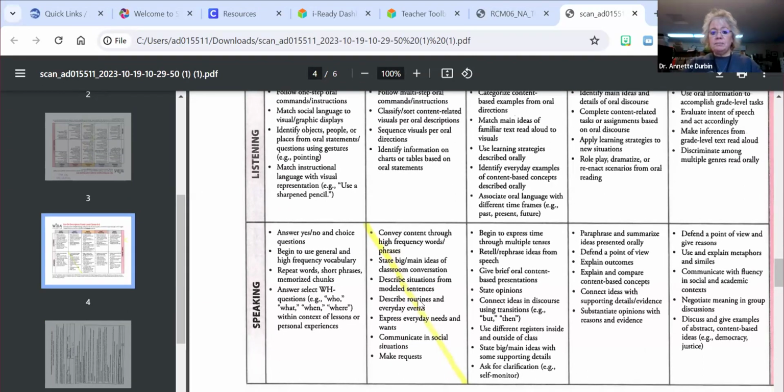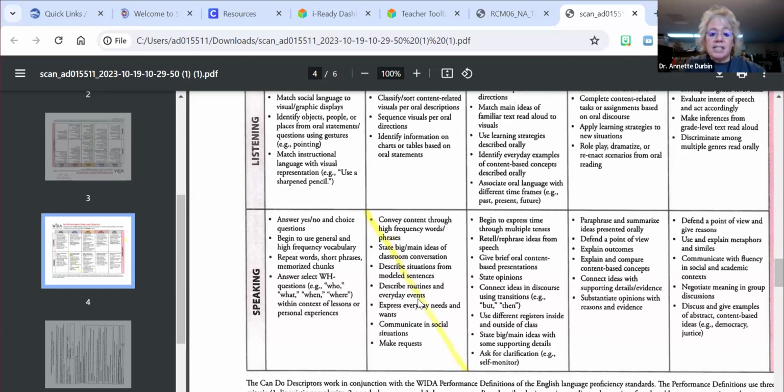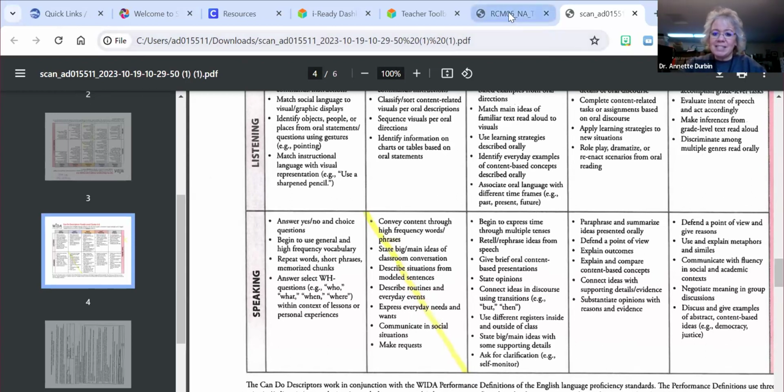So what can this student do? This student can convey content through high frequency words, phrases, state big main ideas of classroom conversation, describe situations from model sentences, describe routines and everyday events, express everyday needs and wants, communicate in social situations, make requests. And what we're going to do is to work with the student so the student has oral language to move over to a 3, hop the river and get over to that 5, and then that 4, 5, and then finally a 6.